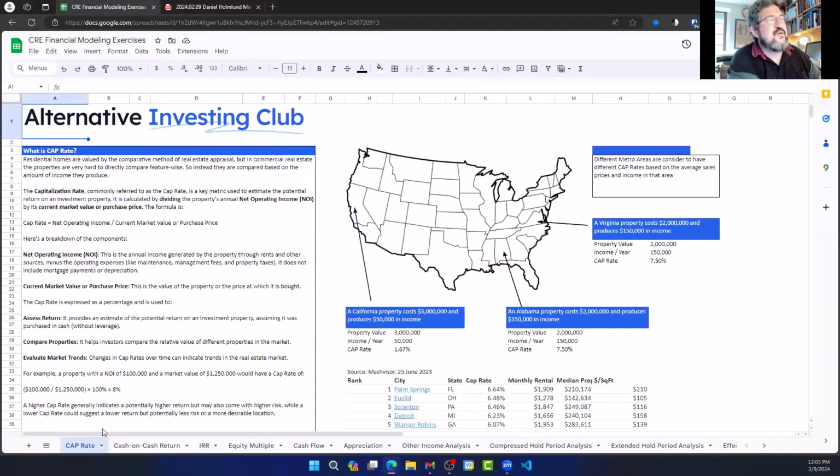We started going through a lot of typical metrics for real estate deals. We started off with the cap rate. And actually, I'm going to take a link to this and I'll drop it in the chat so that you all can get the spreadsheet as well.